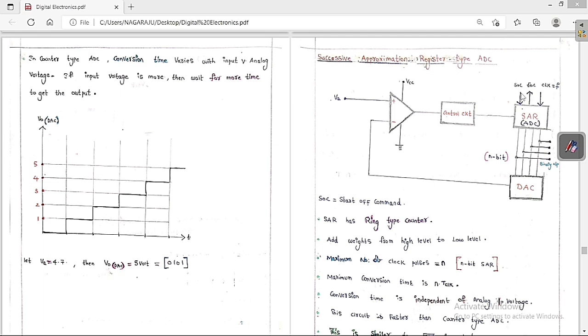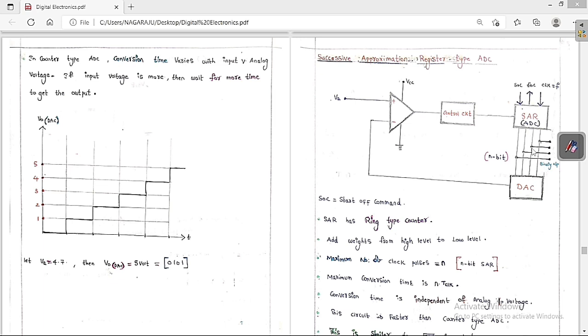So it is going to have inputs like SOC, EOC, and the clock frequency is f. We can see clearly here this ADC is going to convert this analog voltage into some binary voltage. So you can see clearly this is called the binary output.